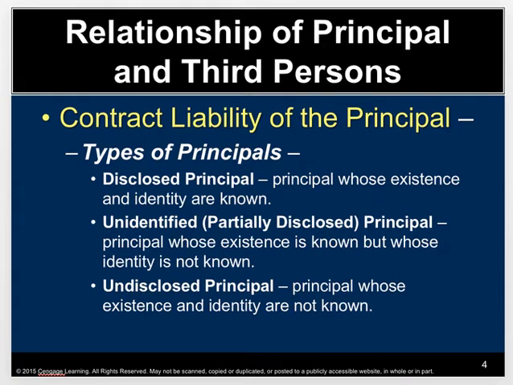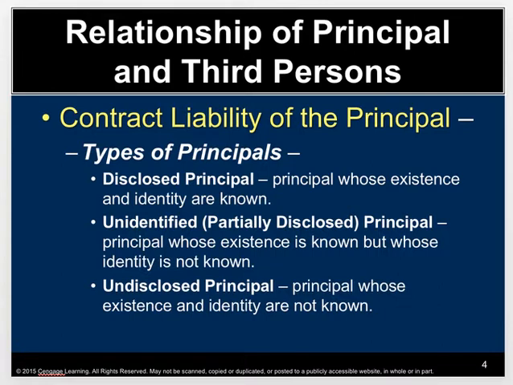So what's the relationship of the principal and third parties? In particular, what's the contract liability of the principal? When we're talking about principals, there's actually three different types of principal. We have something called a disclosed principal, and that means that the third party knows who the principal is. So they know that they are dealing with an agent, and they know the identity of the principal.